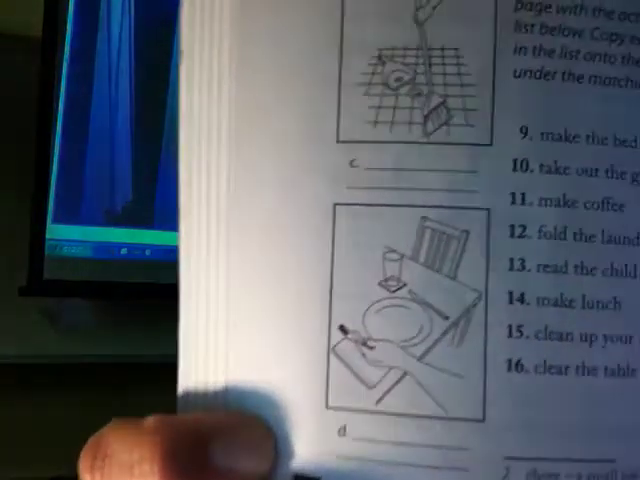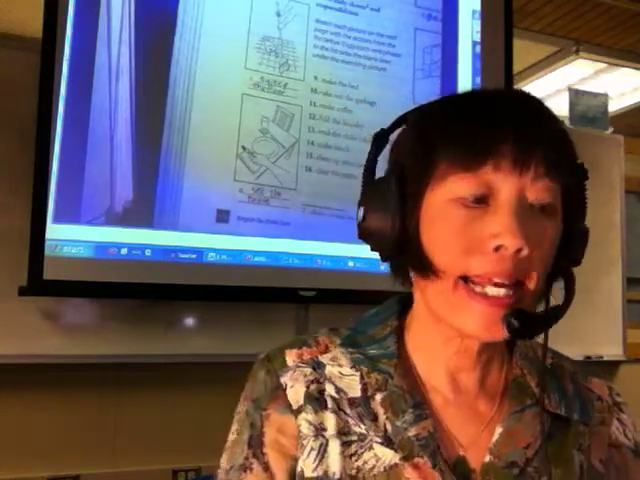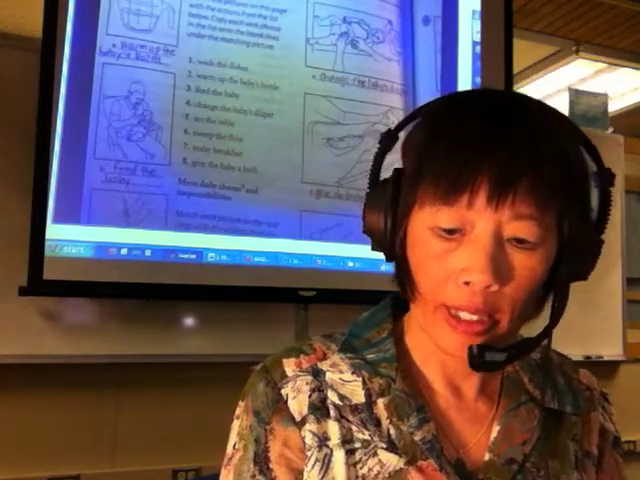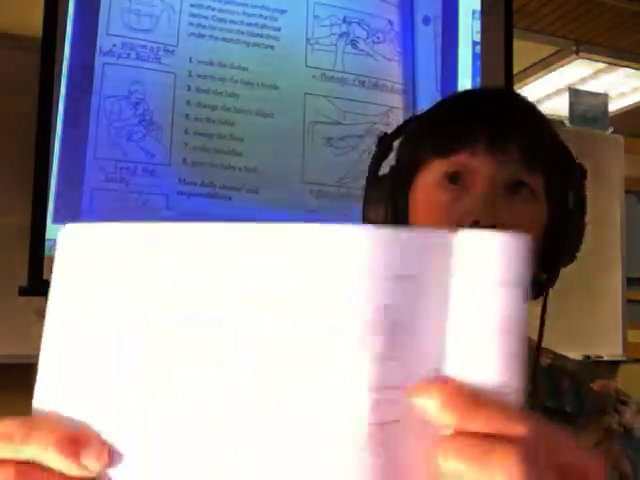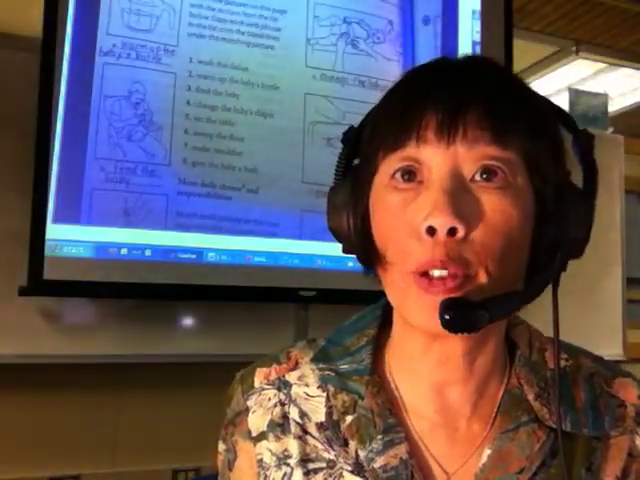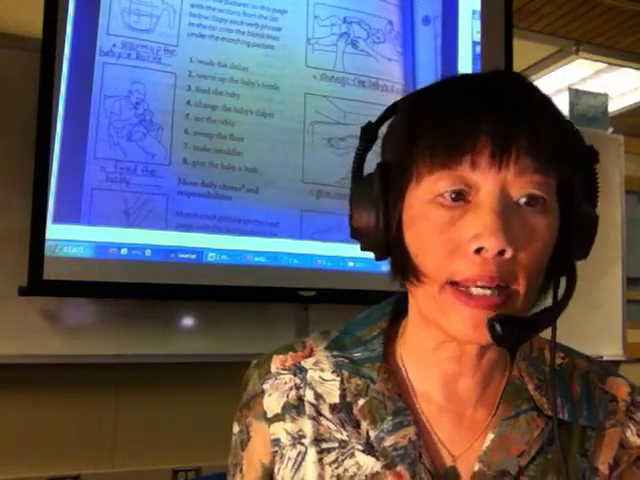All right, let's take a look at picture C. What do we see in picture C? Sweep the floor. Let's take a look at picture D. Set the table. What about picture E? Change the baby's diaper.